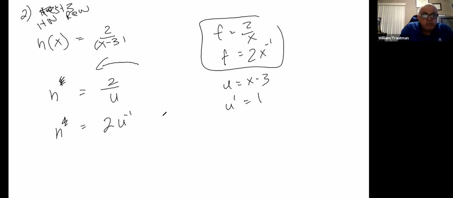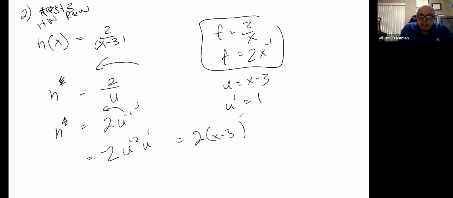When I take the derivative of this, the negative comes in front, and I get negative 2u, and then you subtract 1. Negative 1 and negative 1 is negative 2, and then you get u prime. So that's the chain rule. When we plug everything in, u was x minus 3 to the negative 2 power, and u prime was 1. You see that u prime really doesn't change anything. The 2 times 1 is still 2.